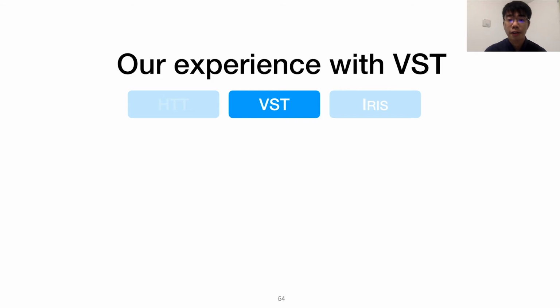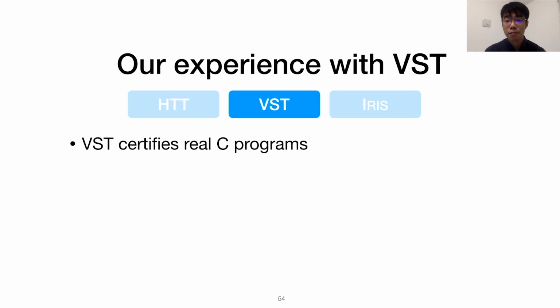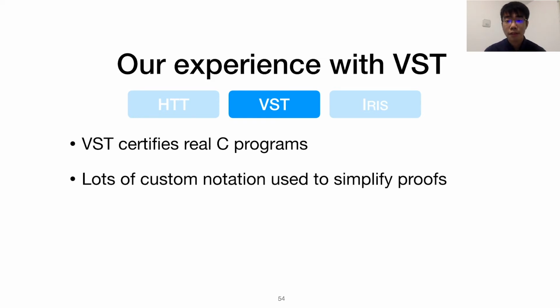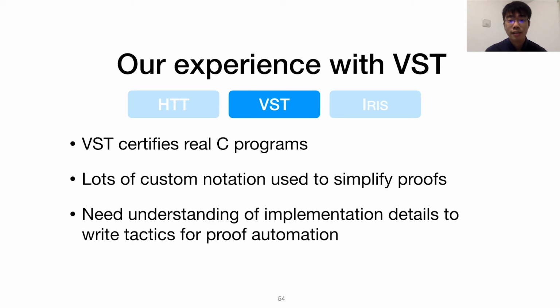VST is notable for targeting real, machine-executable C programs. Although VST provides advanced proof automation support, it surprisingly didn't always make things easy for us. Unlike HTT, VST uses a lot of custom notation to simplify the proof context, so in order to design additional proof automation tactics, we had to dig into the implementation details behind the nice notation. Naturally, this made the corresponding automation more fragile.